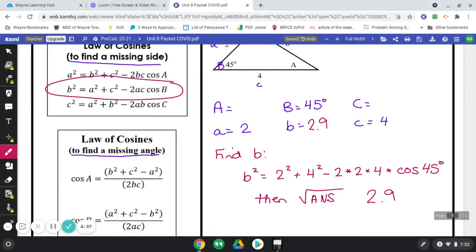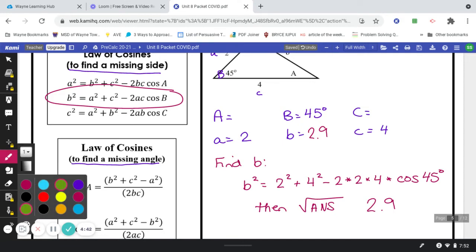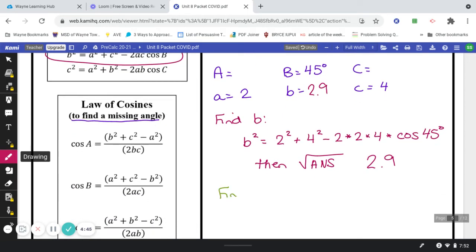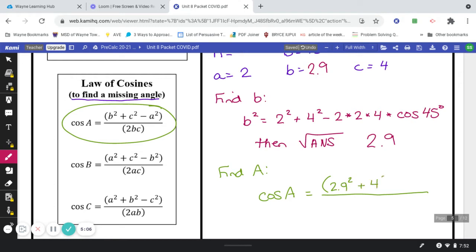All right, so for the next part, we can either find angle A or angle C. Either one is fine. I'm going to go ahead and find angle A. And to find angle A, we're going to be working with this equation. So the cosine of A equals, the parentheses here are incredibly important. So you must put all the parentheses. 2.9 squared plus 4 squared minus 2 squared. Another set of parentheses. 2 times b times c.